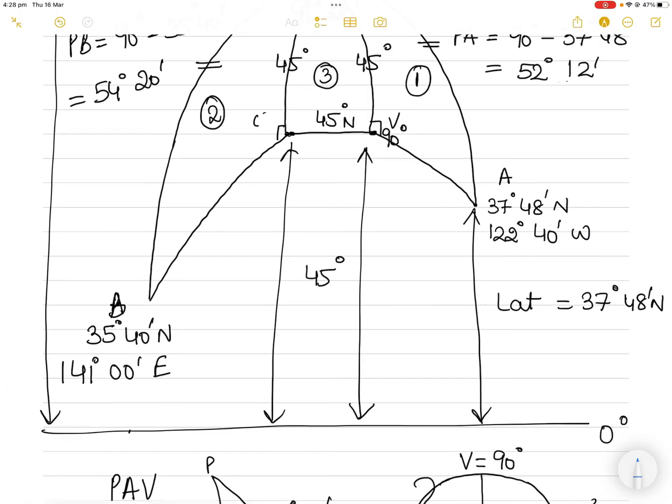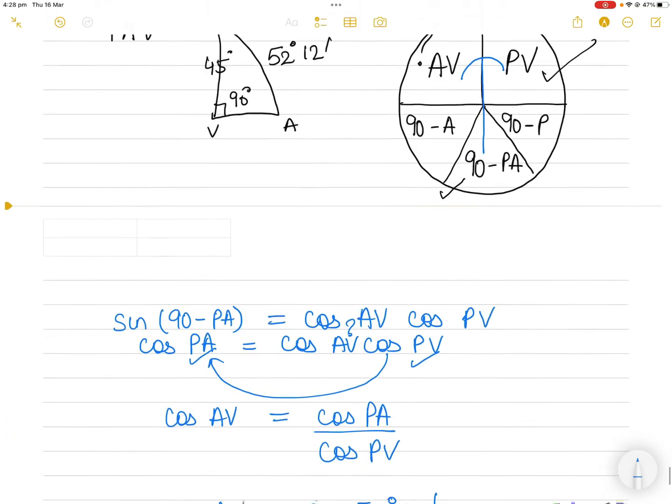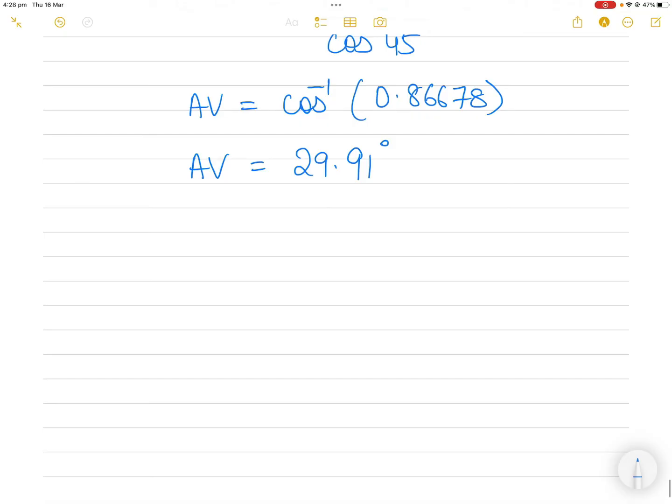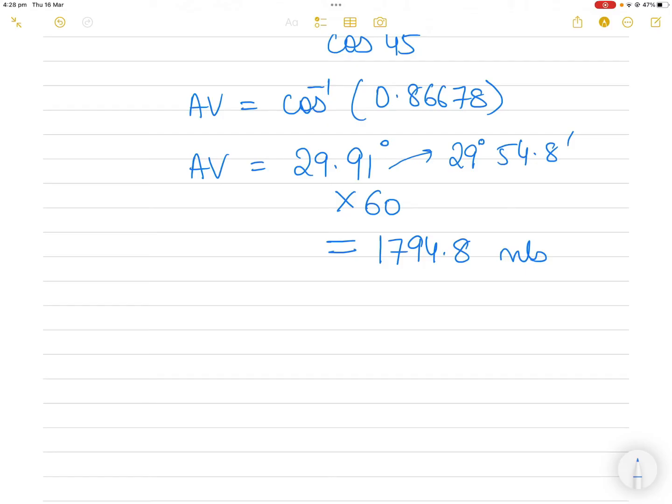This has to be a distance, right? So how can I find it out? If I just multiply it by 60, I get it as a distance, 1794.8 miles or minutes, whatever. You might also get this as 29 degrees 54.8 minutes. That's fine as well. It's up to you. But at the end of the day, I want AV as a distance. The degrees don't make a difference here.